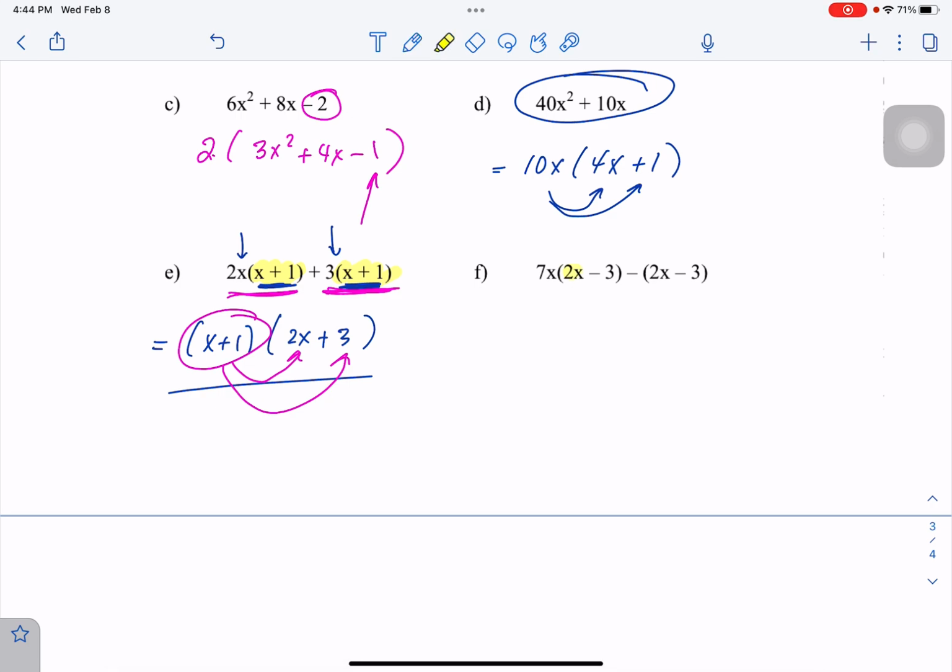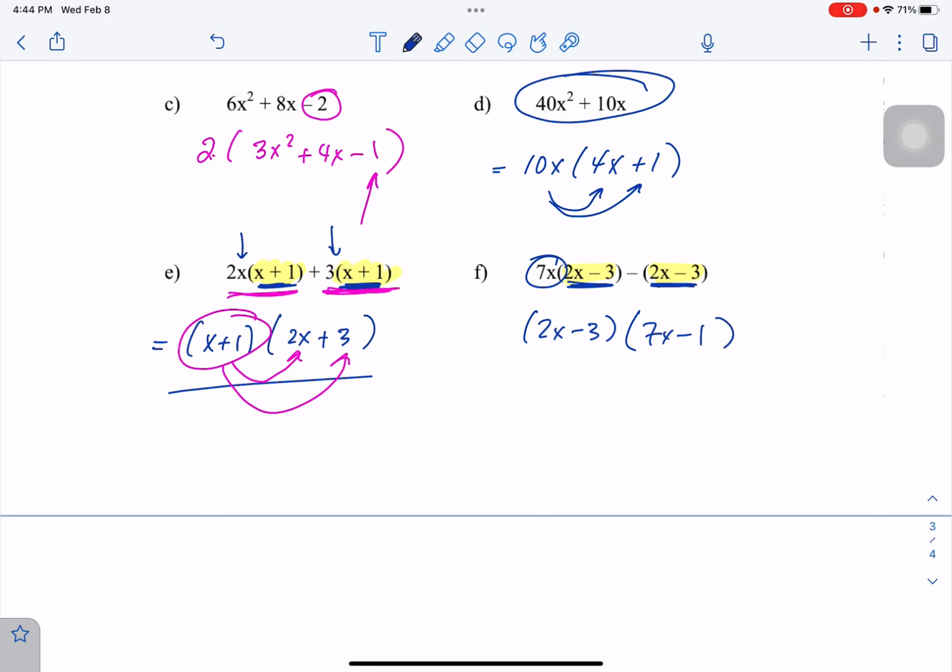So what have I got? I've got a 2x minus 3. I got a 2x minus 3. Those brackets are the same. That's all that's the same. So a 2x minus 3 is coming out. And what's left inside? Well, if I get rid of the bracket, I'm only left with 7x. And if I get rid of the bracket, I need a 1.